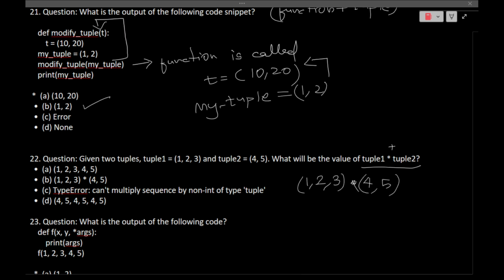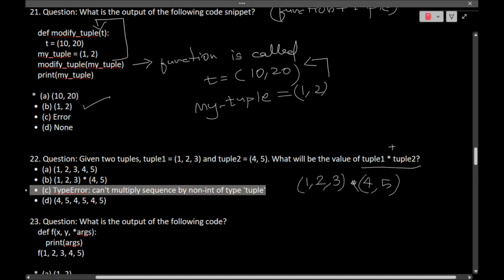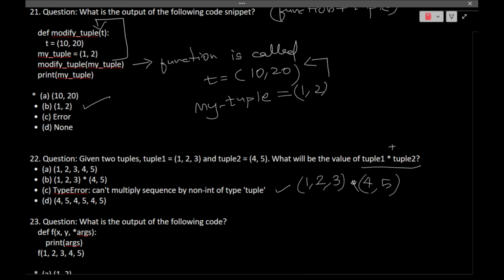Now what do we have? Now things are changed. Now 1 2 3 asterisk 4 5. Think it very properly. Will this be multiplied? No, this will not be multiplied. So we will be getting this answer. This is the correct answer. This cannot be multiplied. Right?